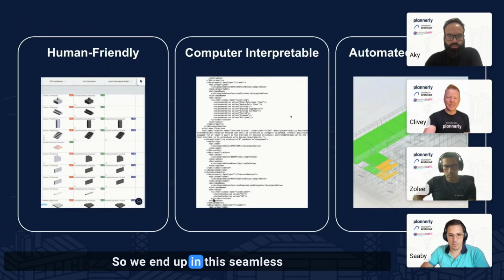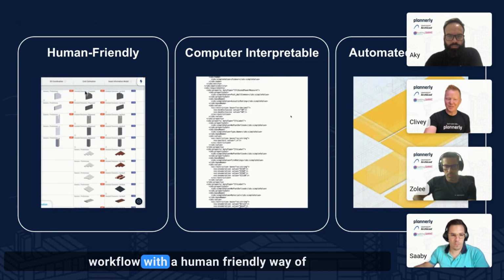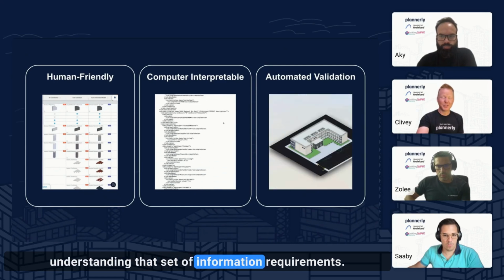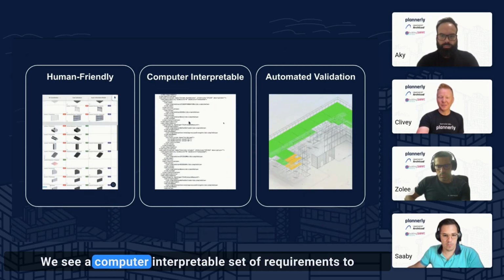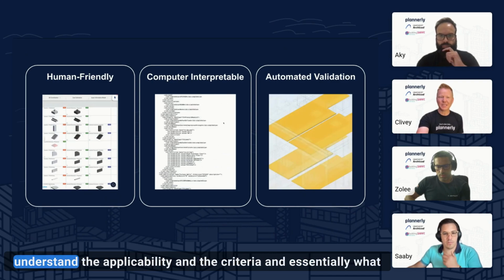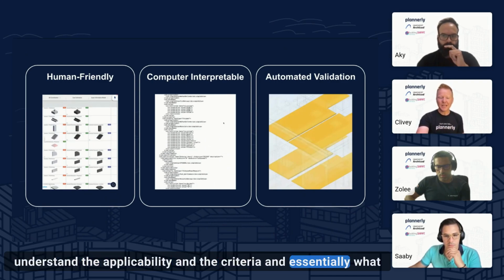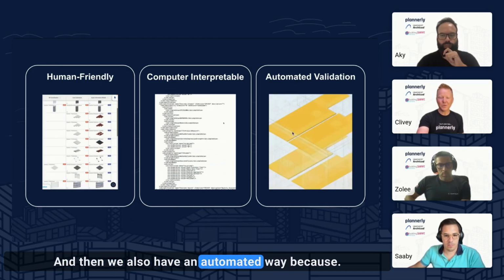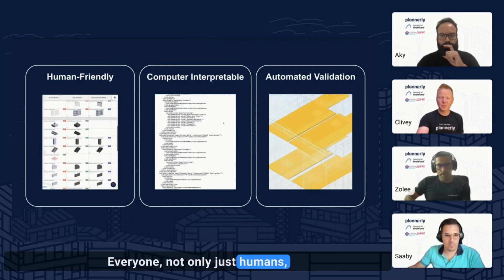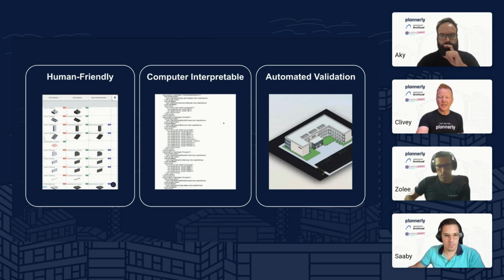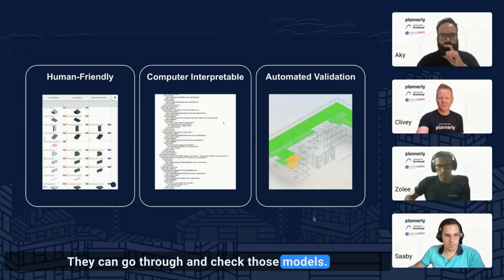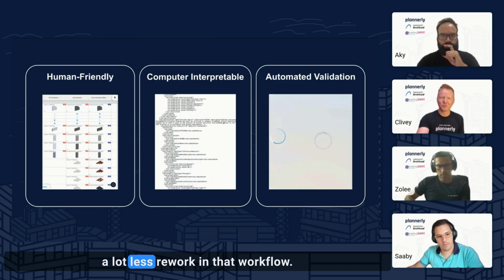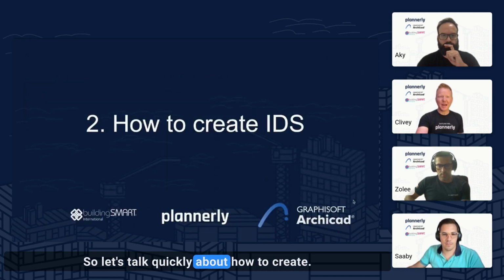So we end up in this seamless workflow with a human-friendly way of understanding that set of information requirements. We see a computer interpretable set of requirements to understand the applicability and the criteria and essentially what those checks are going to be run. And then we also have an automated way, because everyone, not only just humans, but also machines, can understand. They can go through and check those models. So everything would be a lot more integrated, a lot less waste, a lot less rework in that workflow. So let's talk quickly about how to create.